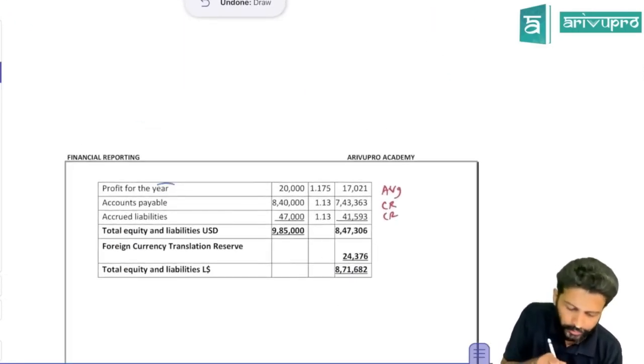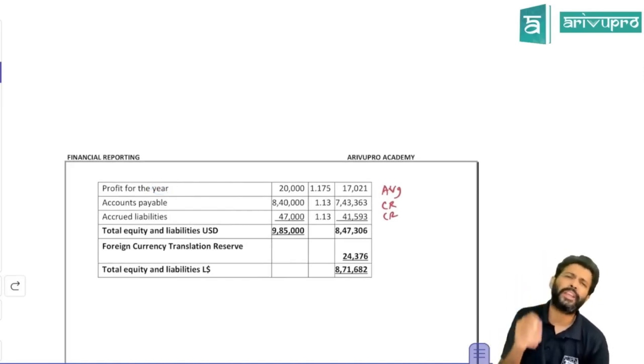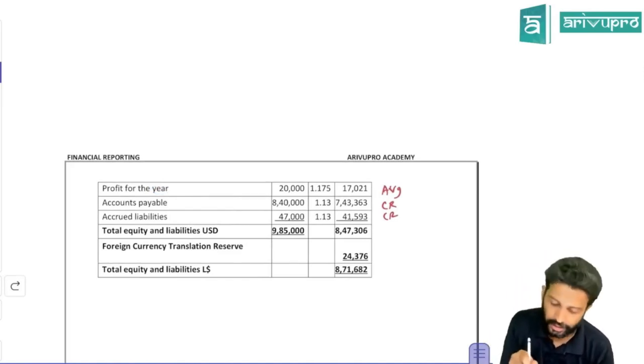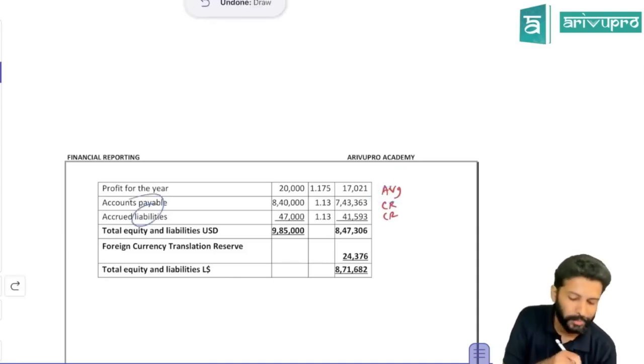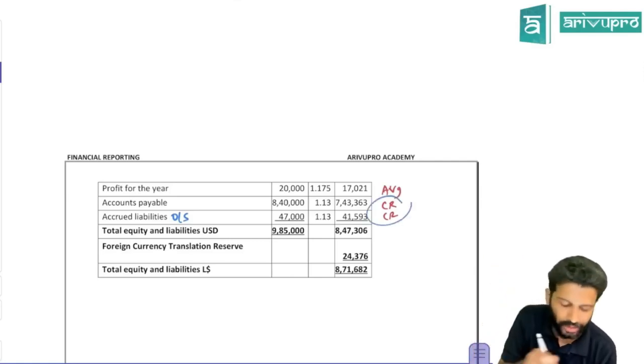Next, what, sir? Profit. Profit is the result of income and expenses. So profit for the year, you will convert using the average rate. So they've used average rate. Accounts payable and accrued liabilities. Accrued liabilities means your outstanding liabilities. That is also a liability. All this will be converted using closing rate.